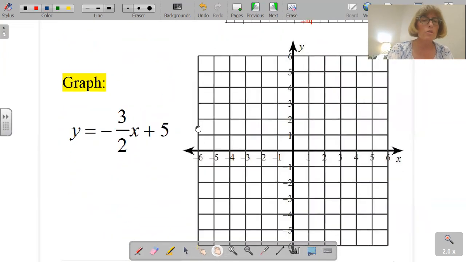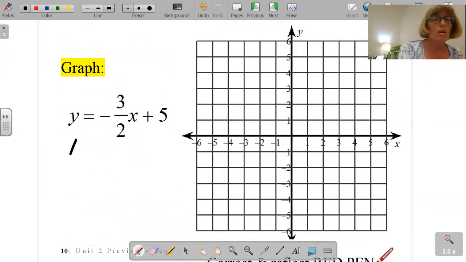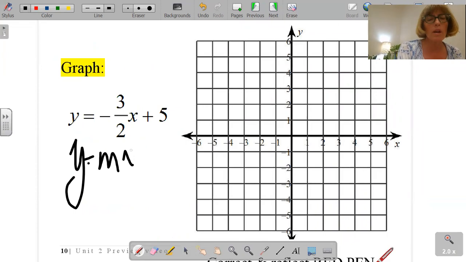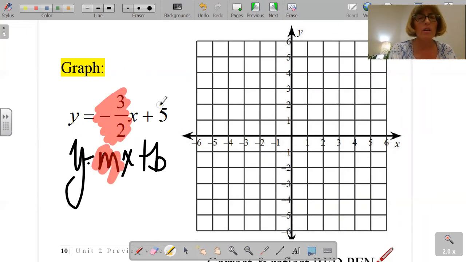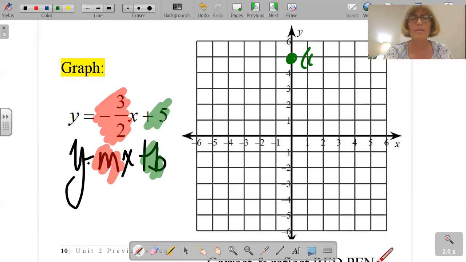This one, how'd you graph that? Y equals mx plus b. My slope is -3/2, and my intercept is positive 5. So starting at the 5, I know it tilts downward from left to right.